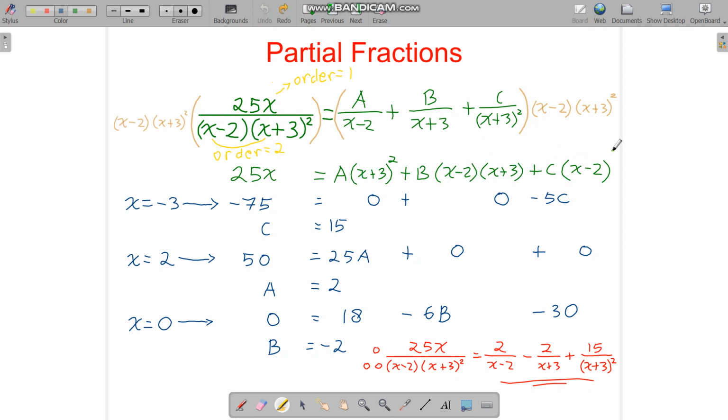If we plug in minus 3 first, we have minus 75. Plug in minus 3, we get 0. Plug in minus 3, we get 0. Plug in minus 3, we have minus 5 times c. Therefore, c must be 15.